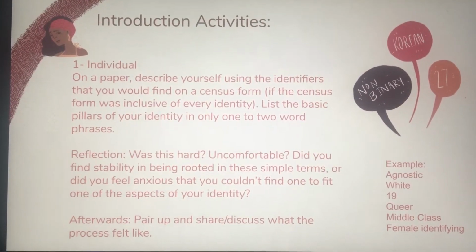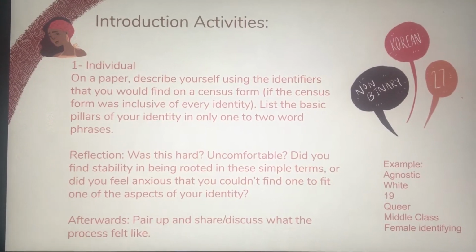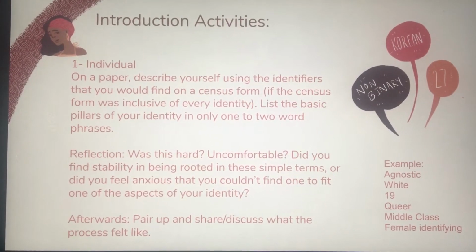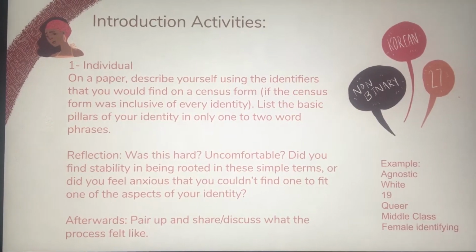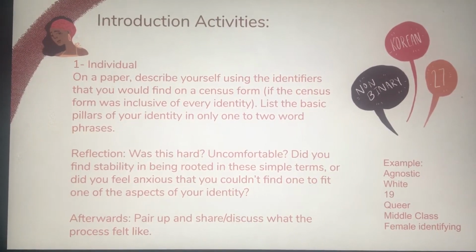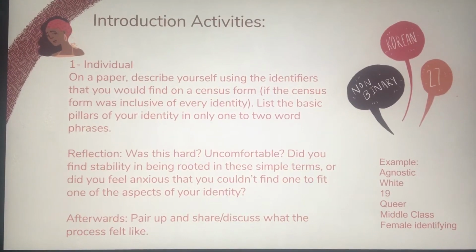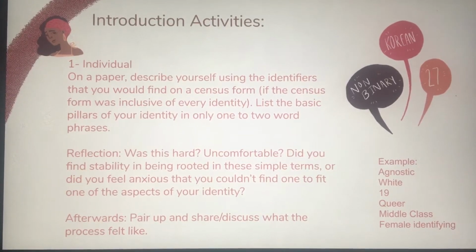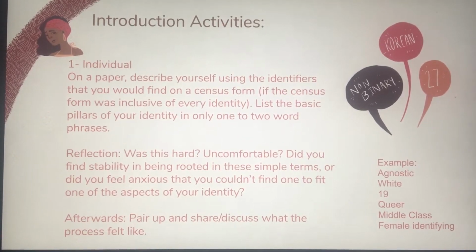So to start off with my workshop, I start with an introduction activity on the individual level. Individuals on a paper describe themselves using identifiers that they might find on a census form. So basically they list the basic pillars of their identity in 1 or 2 word terms. On the bottom right-hand corner, you can see my example of this. Just super simple, as few words as possible.